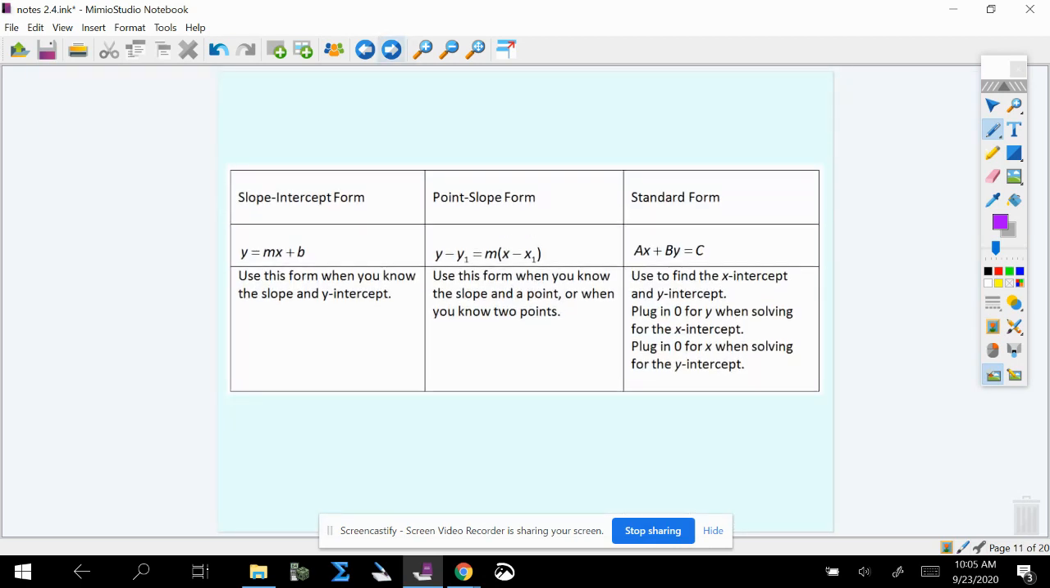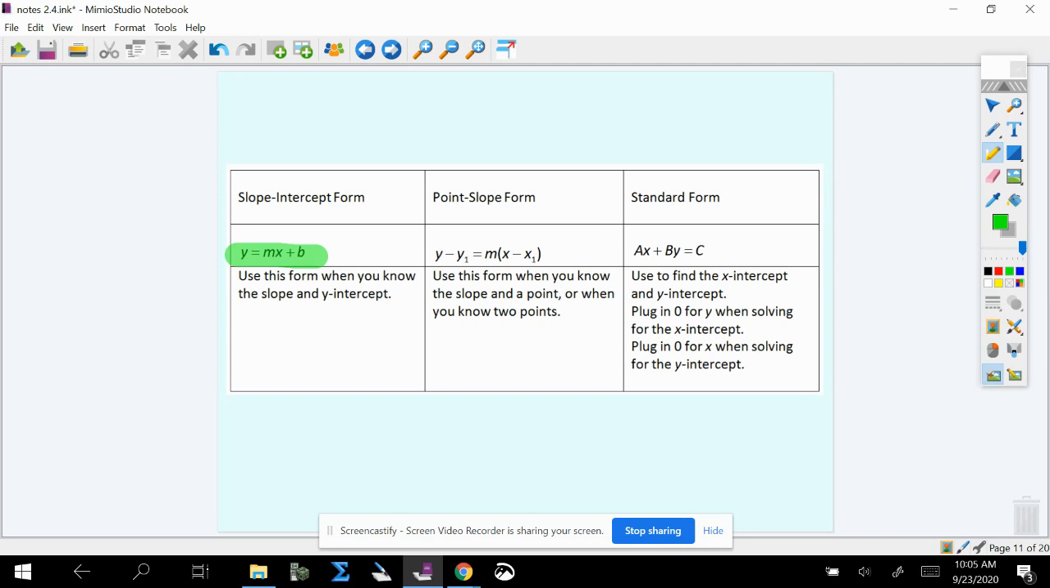So this is just a quick recap. I want to make sure you're comfortable with all the different forms. These are nice forms to have in your notes and label what they're called. So our first form, the one you're probably the most comfortable with, is y equals mx plus b. This is called slope-intercept form. This is the form that you're going to use if you know the slope and you know the y-intercept, because then you're putting the 2 things in and you're done.